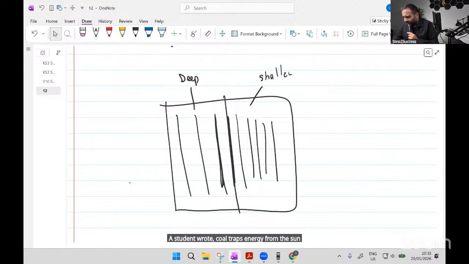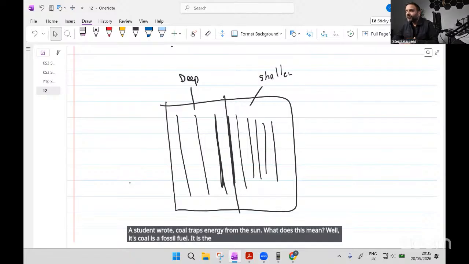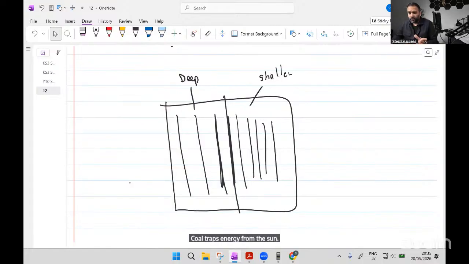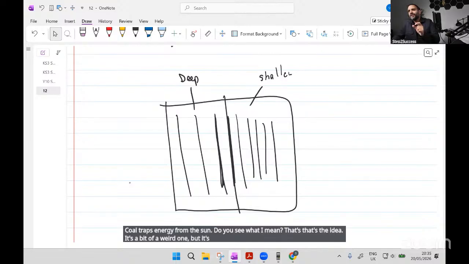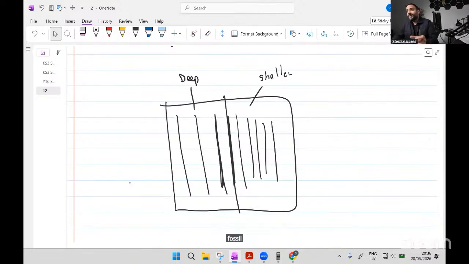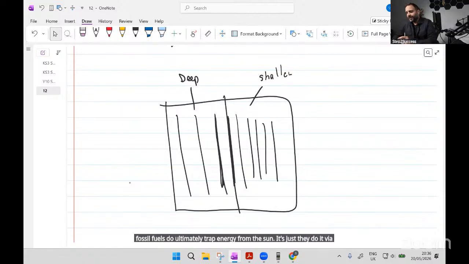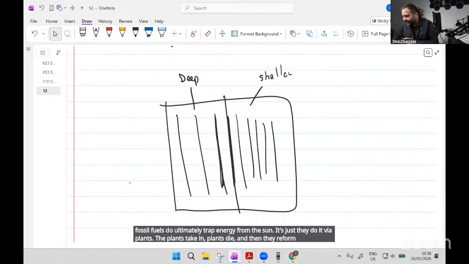What does this mean? Well, coal is a fossil fuel. It is the remains of dead plants and animals. Plants take in energy from the sun for photosynthesis, and then they die and reform as coal. That's what it means by coal traps energy from the sun. Do you see what I mean? It's a bit of a weird one, but the idea is fossil fuels do ultimately trap energy from the sun. It's just they do it via plants. So plants take it in, plants die, and then they reform as fossil fuels. Energy is released from coal by burning it, or combustion is a more complicated answer.